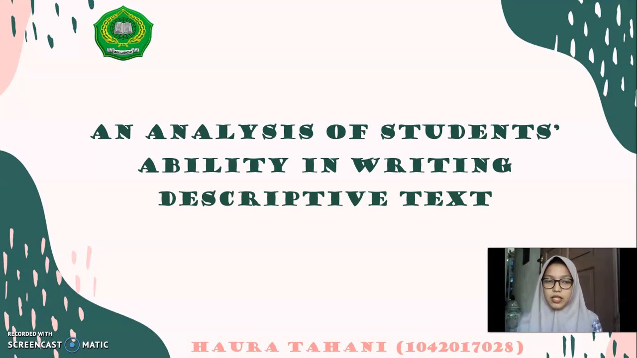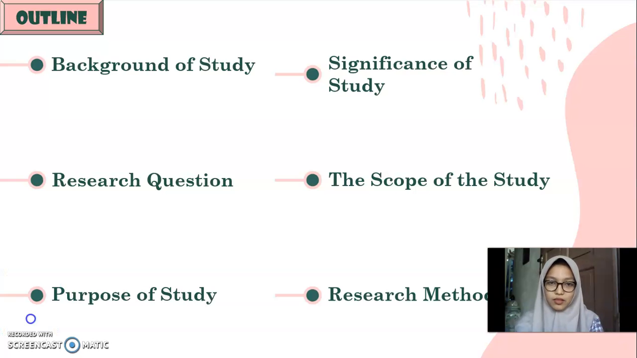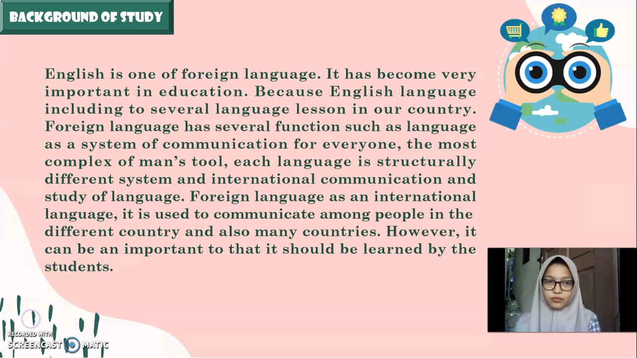Now I want to present my research. The title is An Analysis of Students' Ability in Writing Descriptive Text. So the outline in this presentation are background of study, research question, purpose of study, significance of study, the scope of the study, research method.